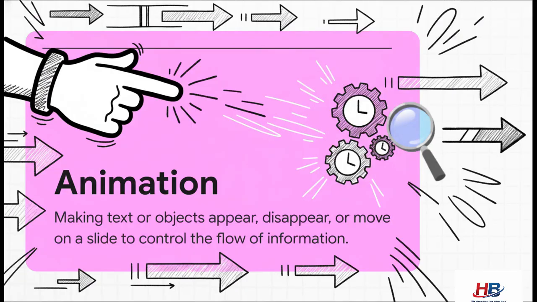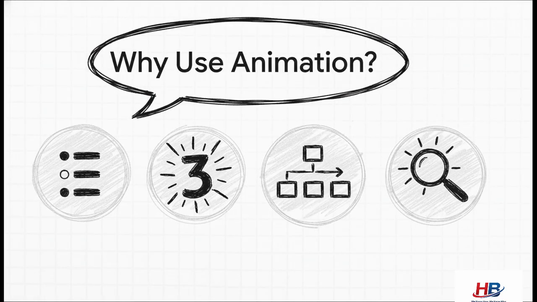So a good way to think of animation is like it's your digital pointer. It's how you control the rhythm of the information you're sharing. You're basically preventing your audience from reading ahead, and you're making sure they're focused on exactly what you're talking about, right in that moment. So why bother using it? Well, it's all about control. You can make your bullet points appear one by one, which keeps your audience totally in sync with you instead of reading ahead. You can make a key number or statistic pop onto the screen at just the right moment for maximum impact. You can even build out a process step by step, making it way easier to follow. You're basically the director, telling their eyes exactly where to look.